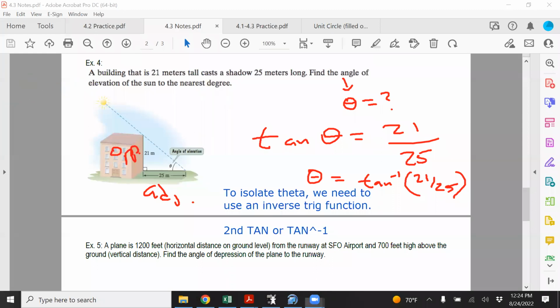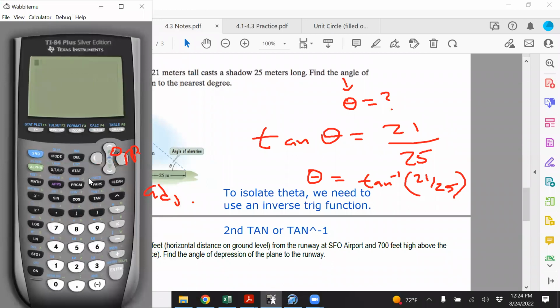So I'm going to my calculator. Second tan, 20/25. About 39 degrees.